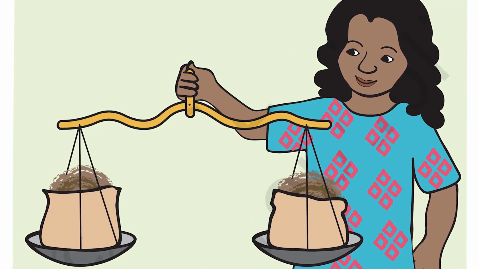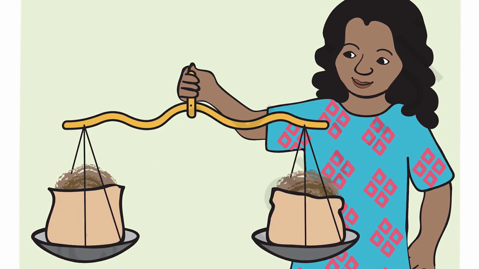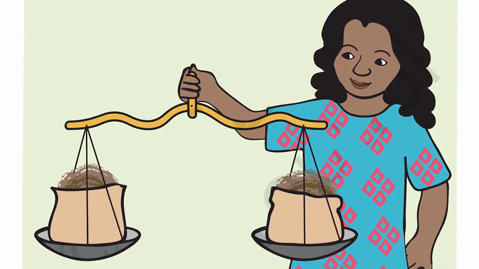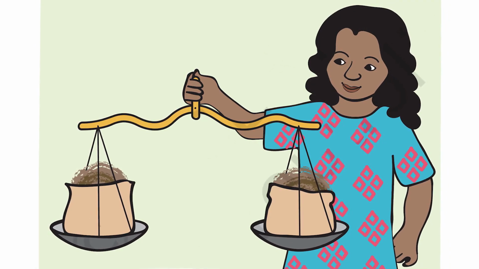Now here you can see one girl, she is using a simple weighing balance. In a weighing balance, there are two pans on which you can keep the object. On one pan you keep the weights, on the other pan you keep the objects. When the two sides are equal, that thing gets weighed.